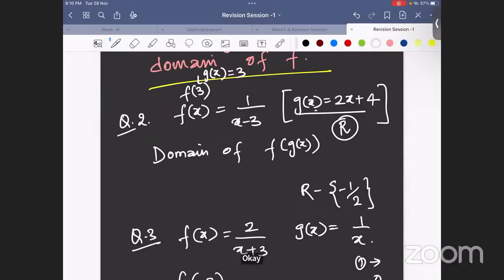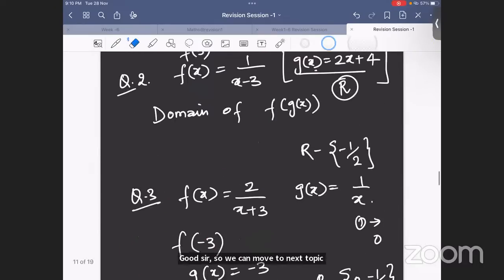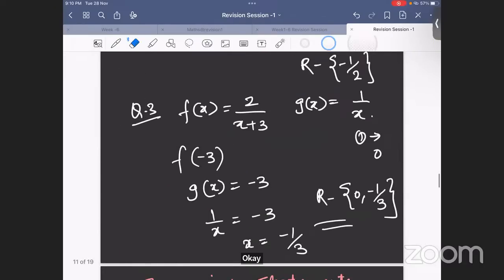Yes, sir. Done, sir. So we can move to next topic. Sir, the third question, the g of x is 1 upon x. Can you confirm the range of g of x? It would be like R minus 0, right? Yeah, this is R minus 0. So it will be defined for all the values minus 0.